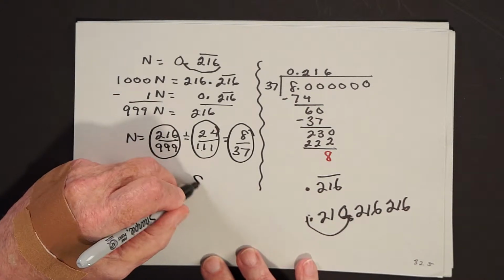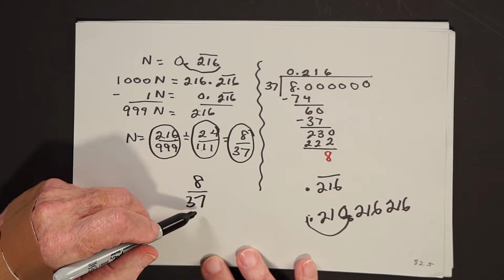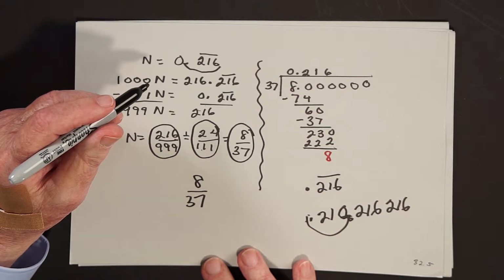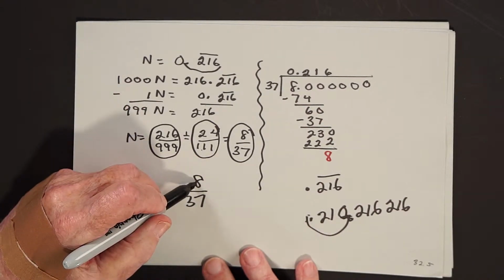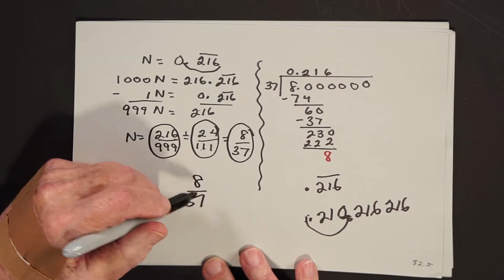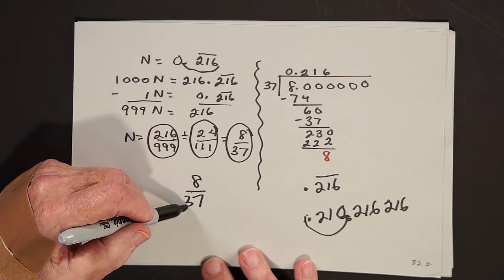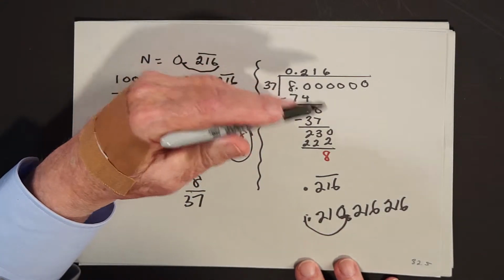Now, again, what seems to be more intuitive? I'm taking 8 parts out of every 37, or I'm taking 0.216, 216, 216, 216 endlessly parts. And again, you say, well, how do I know that this and this are really the same? Well, let's divide 8 by 37 and see what happens. We'll write the 8 as 8.0000, etc.